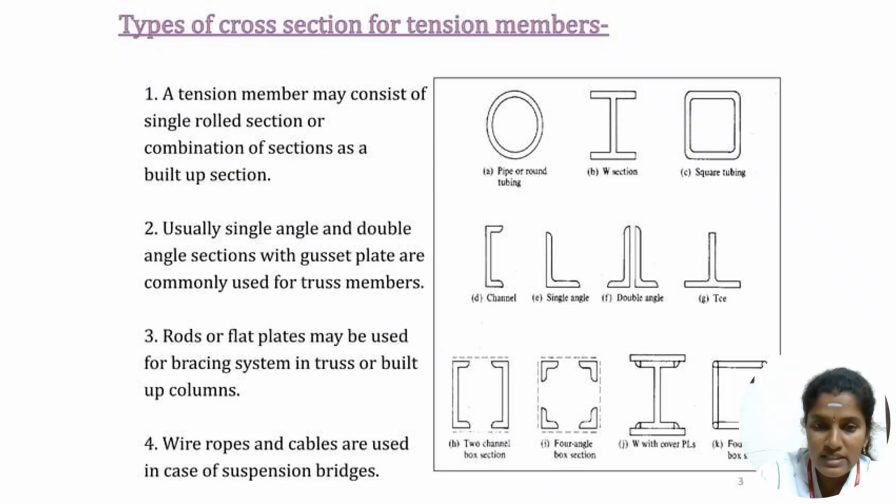So for that bracing arrangement, we will provide some flat plates. So that will be another cross section, right? Then next one is the wire rope sections and cable sections, which will be used in suspension bridges. So these are all the different types of cross sections in the tension members.